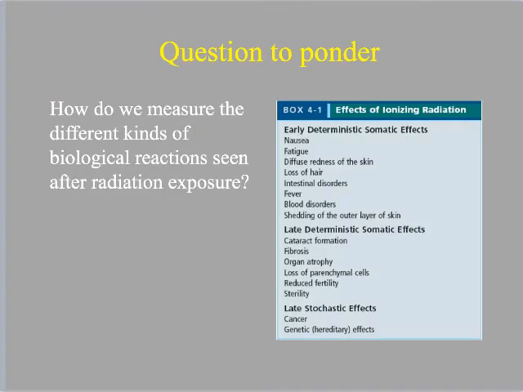So that is exactly the question here. How do we measure the different kinds of biological reactions seen after radiation exposure if the exposures themselves are theoretical, right? If we're saying it's all just theory, we have very little that can measure this stuff. How do we know that any of this is what's occurring, right? We see these effects in the presence of radiation, but how do we exactly measure it? That's kind of one of the big questions to ponder.